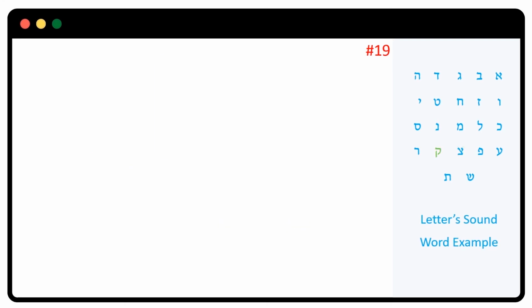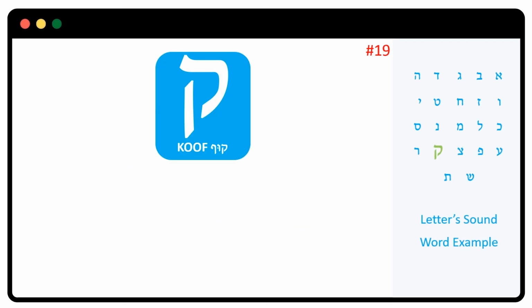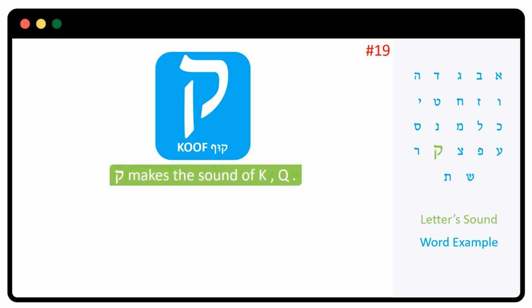Letter number 19. Kuf. The letter Kuf makes the sound of the letter K or Q. Now, if you ask me what is the difference between the sound of K and Q, God knows. However, our word example for the letter Kuf is Kubiya. Kubiya starts with the letter Kuf, and Kubiya means a cube.